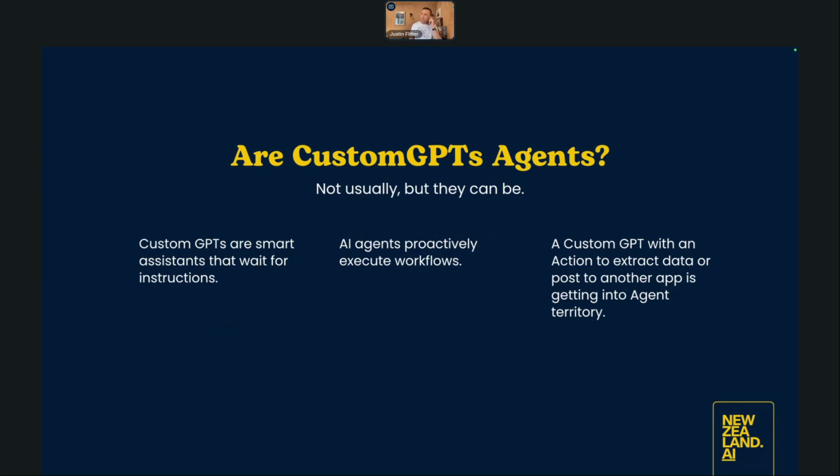However, a custom GPT with an action, so an action might be that it is connected to another data source or another software platform that you use in the business. Might be HubSpot, might be Google Drive, might be M365. So it could extract data from a source, or maybe it's posting something to Slack or Teams. That's when it starts getting into the territory around agents, right? It's a bit of a grey area, to be fair.